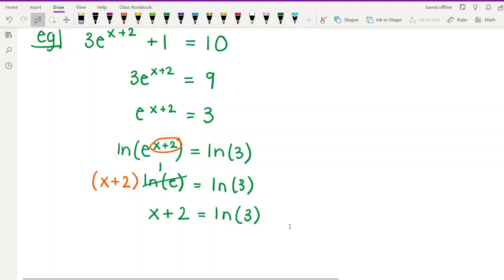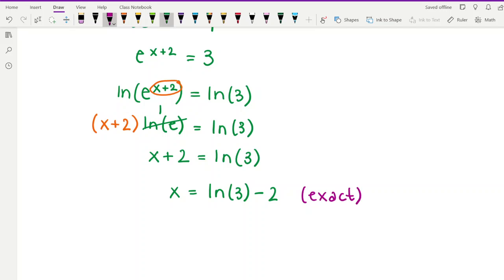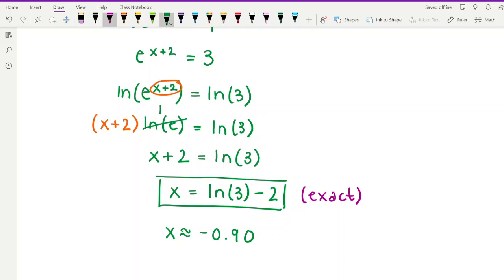Okay, so from here, we can subtract 2 from both sides. And that would be our exact answer, right? So this is the exact form. And then if you wanted to approximate, you could type into your calculator ln of 3 minus 2, and it looks like that is approximately negative 0.90. So that is our approximate.